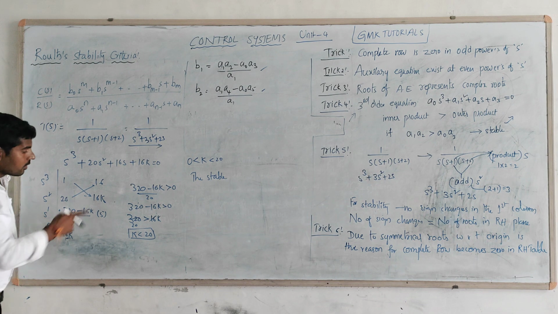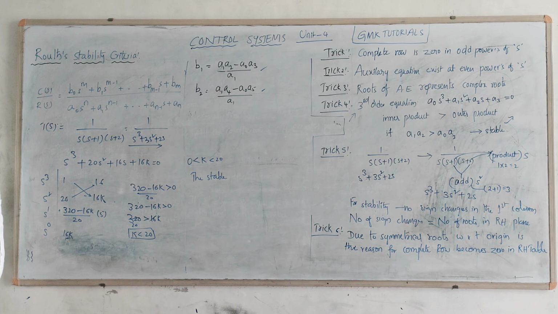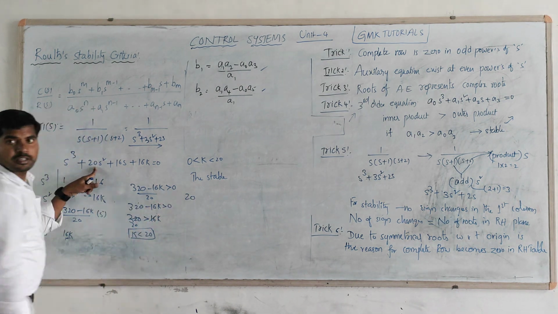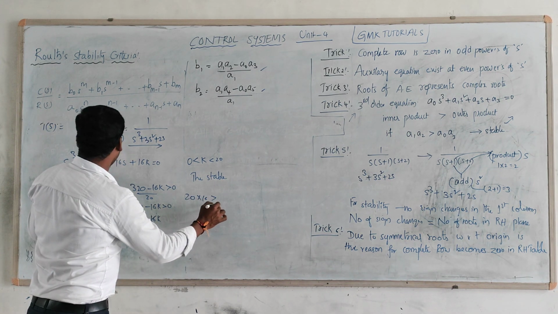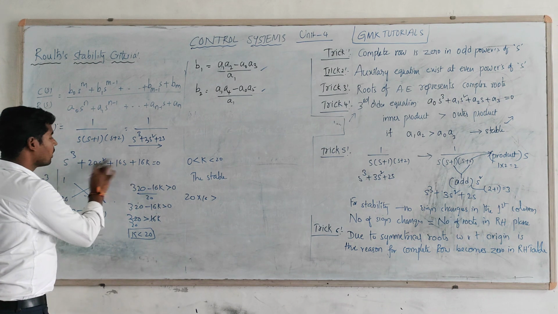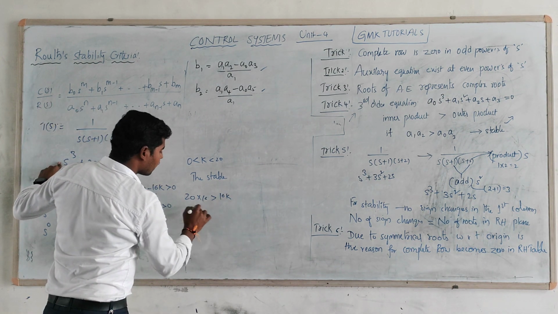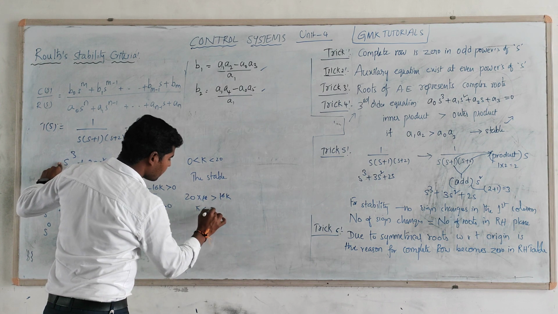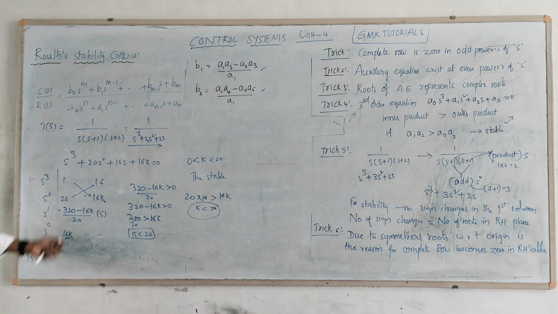Or else, there is one more trick for this one: inner product is greater than external product. The inner product is 20, and it is a third order system, so 20 into 16 is greater than the external product. External product means these two coefficients, that is 16k, directly that value is 1k. That means k less than 20, the system is valid. That is also a small trick without solving all those things.